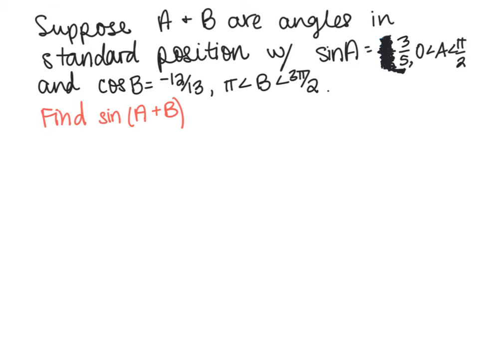So all this stuff about sine of A and cosine of B and the different angle measurements are all just giving us information about an angle so that we can find trig values. Our end goal is to find sine of A plus B. And if we use our formula, we know that sine of A plus B equals sine of A cosine of B plus cosine of A sine of B. So in order to find this summation, we have to be able to plug into this formula.